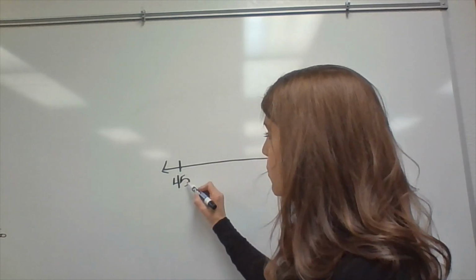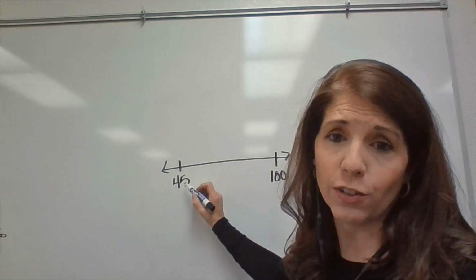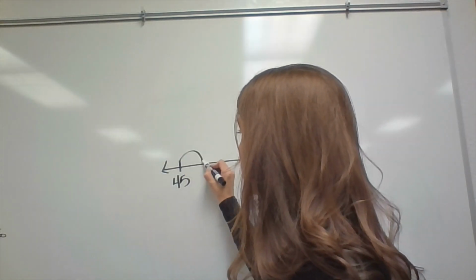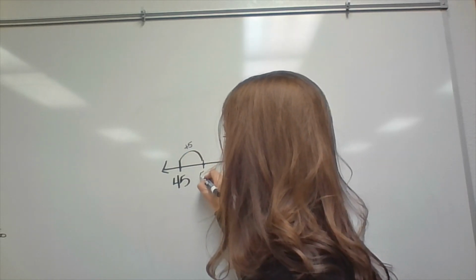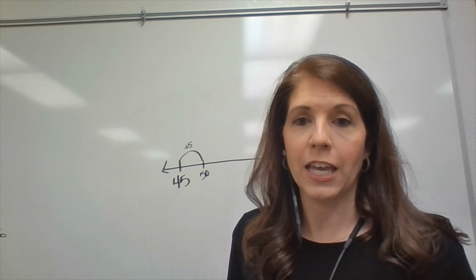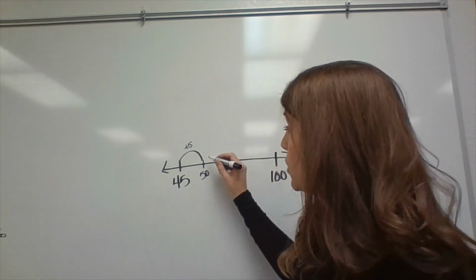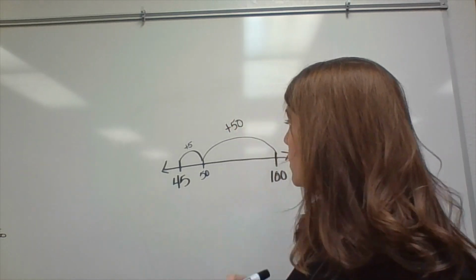So first thing I want to do is make it easy for me to do in my head. So I know that if I have numbers that end in zeros, that makes it so much easier. So if I want 45 to end in a 0, I can just add 5 to it. And that gets me to 50, right? Because 45 plus 5 is 50. And then I can think about, what do I know about numbers? I know that 50 plus 50 is 100, so I could just add another 50 right here, right?